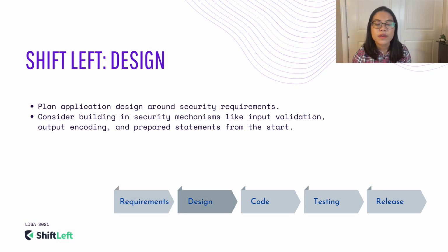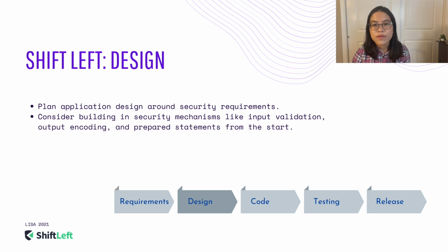So the next step is to plan the application design around the security requirements. So we can take the security requirements that we listed out in the requirements phase and then lay out the plan and figure out how to design the application around these requirements.